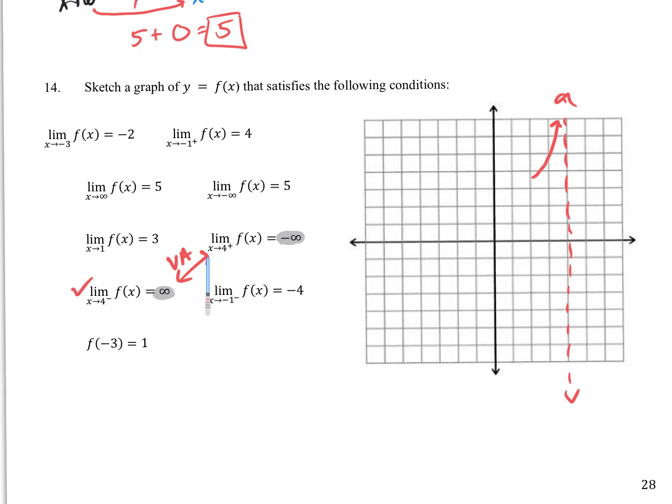As x approaches 4 from the positive side, I need to go to negative infinity. So I'm going to just draw a little part of this graph because I don't know what it might need to connect to. It's got to go down, and I'll connect something to it in a bit. But for right now, I've got those two things taken care of.